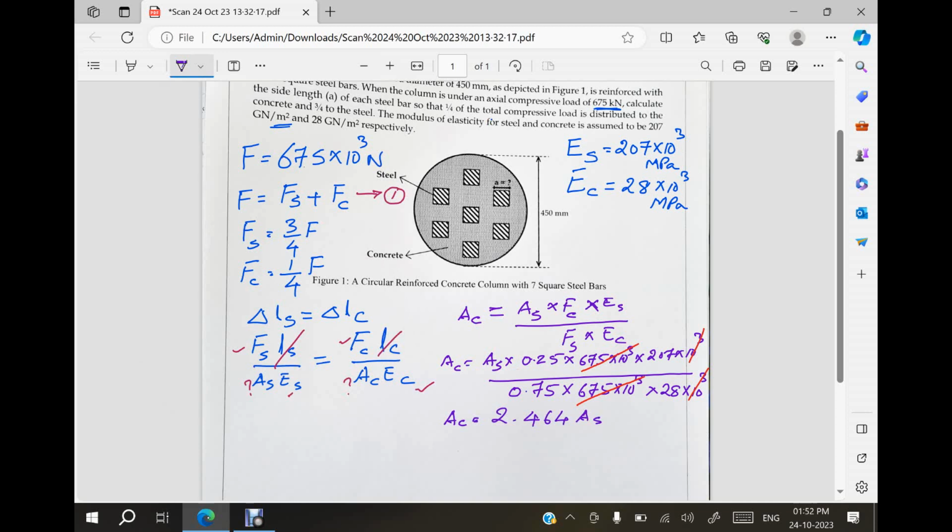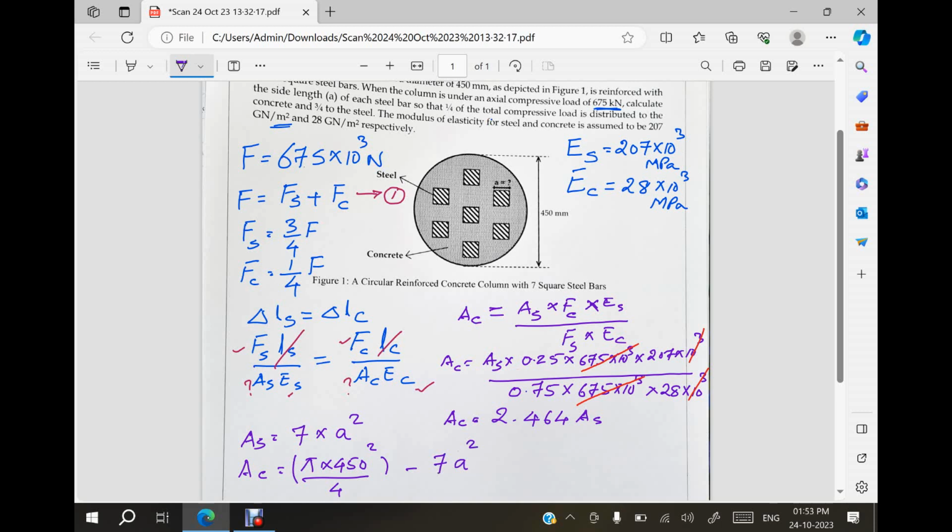So now, what is area of concrete and what is area of steel? Area of steel is equal to, how many pieces you have? 7, multiplied by each square is how much? A into A square. And now area of concrete is pi into d square by 4, 450 square divided by 4. This is total area of circle minus area of steel. Area of steel is 7 A square. Okay, this is what I have.